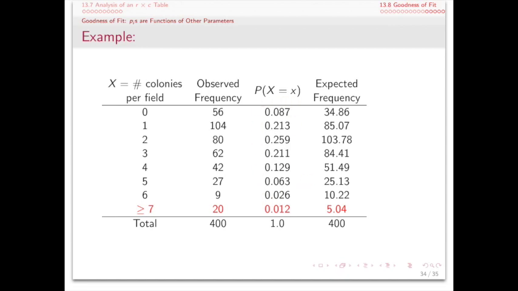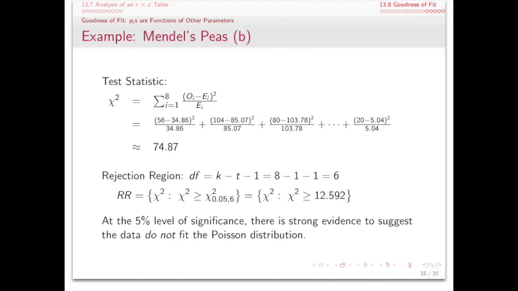Now we can compute our test statistic. We are summing over categories 1 through 8, and we have the observed minus the expected, squared, divided by the associated expected value. If we do that for all 8 categories, we will get 74.87.